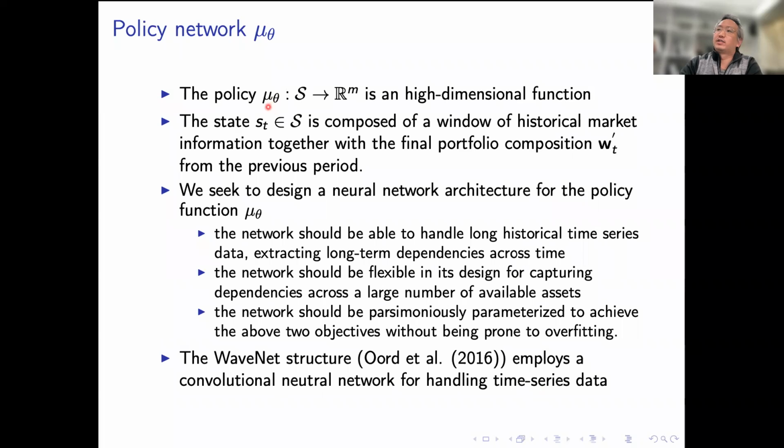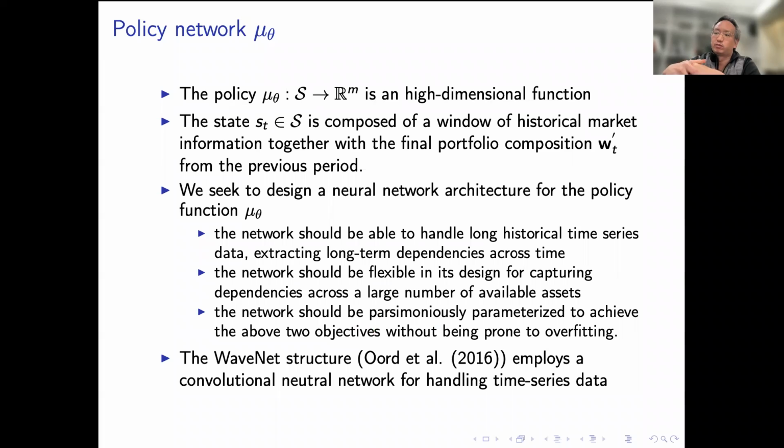Okay. So really, the challenge that we are facing is that the policy network mu theta is a high dimensional function, and we put lots of effort in designing a neural network that fits this application. There are a few principles behind the way we design this policy neural network. First of all, the neural network should be able to handle the long historic time series, because we want to extract the long-term dependency information across time. And secondly, the network should be flexible enough to capture the dependency across different assets.